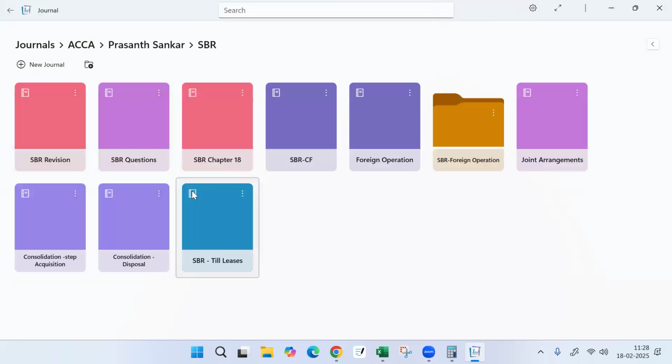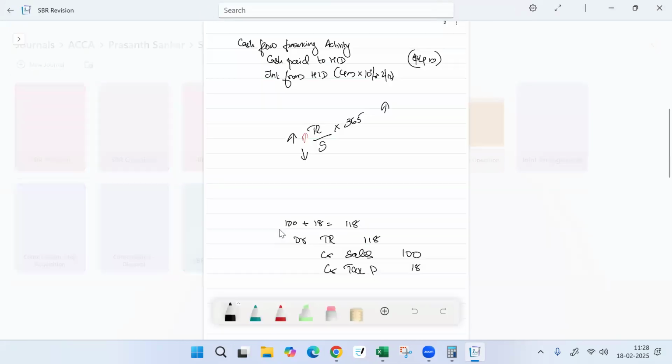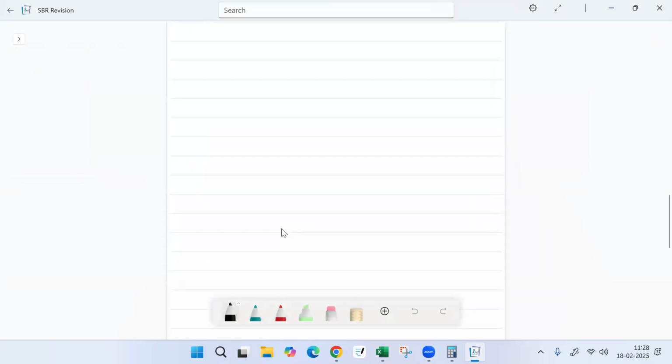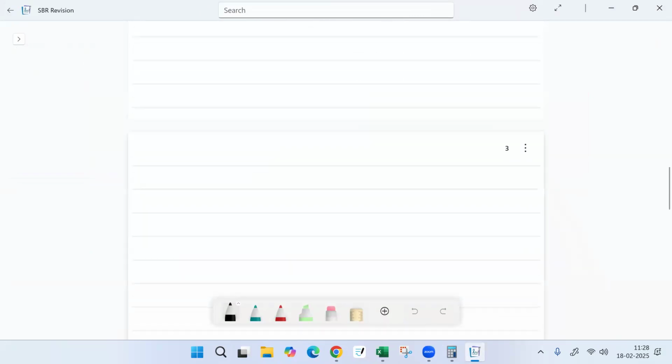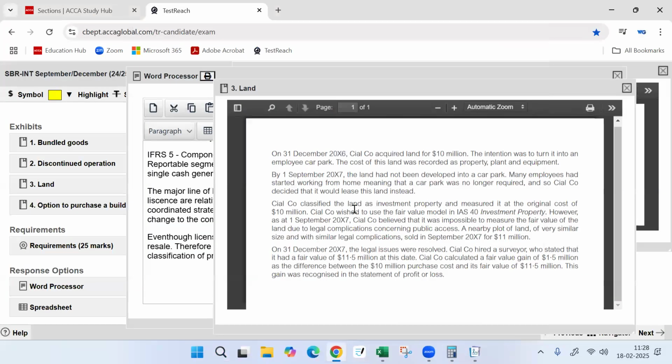So what has happened here? If you can analyze what is the situation that has happened. For a minute, if you look at here, what has happened? We purchased the land on 31st December, right? And for how much? $10 million. Then what happened? On 1st September, what did we do? We converted it into leased as an investment property, right?